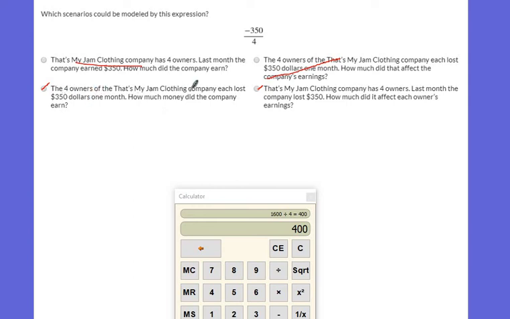The 4 owners of That's My Jam Company, oh, there's that word each that got us over here. Each lost $350 in 1 month. That means one owner lost $350, another owner lost $350, another owner lost $350. So that word each is throwing it off here. So that means this indeed needs to be the final answer. That is the benefit of reading all your answer options.